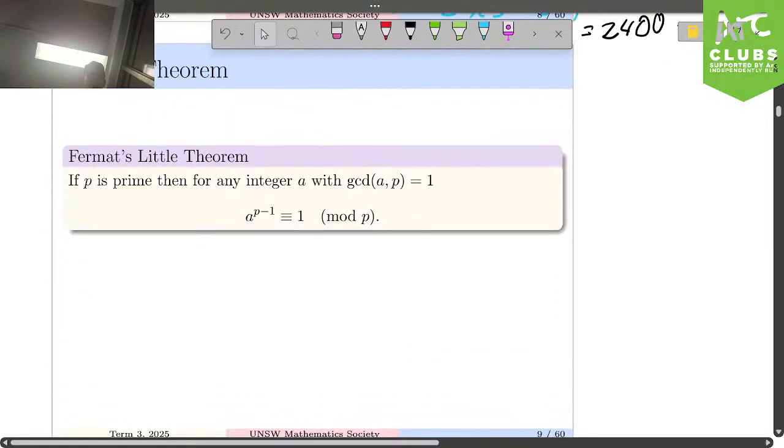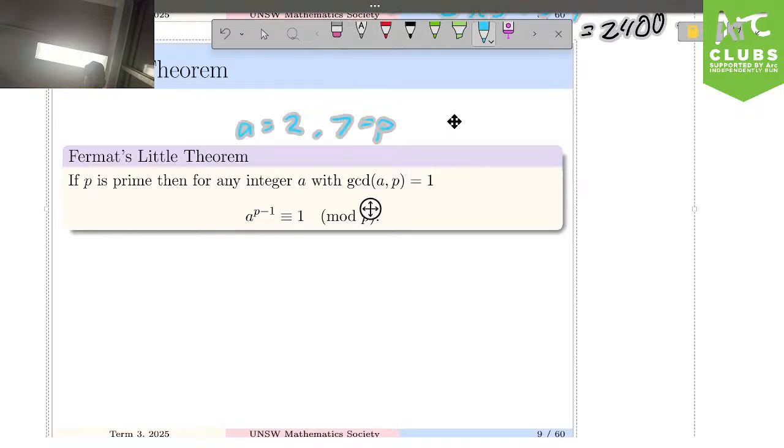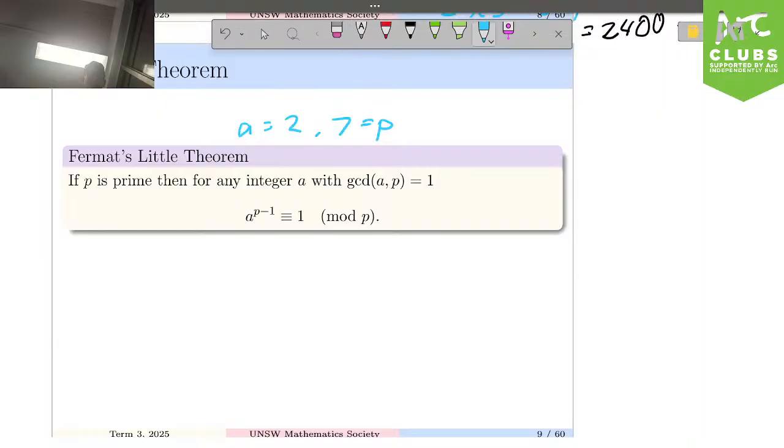This is Fermat's little theorem, actually. Euler's theorem is a generalization of this. Fermat's little theorem says that if I have any number A that is coprime to P, and P is a prime number, then a to the P minus 1 is equivalent to 1 mod P. So you could say, okay, I'm going to have 2 and 7. So my A is equal to 2 and P is equal to 7. Then I know that 2 to the 6 is equivalent to 1 mod 7.